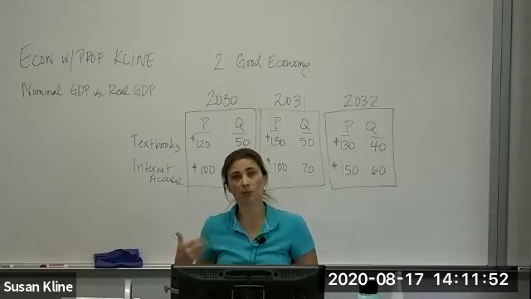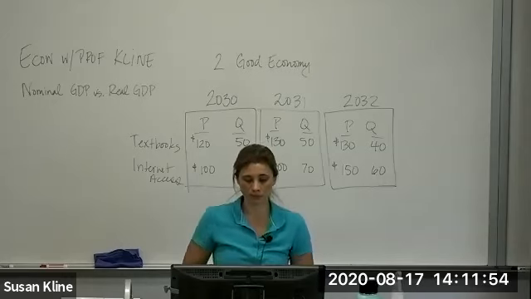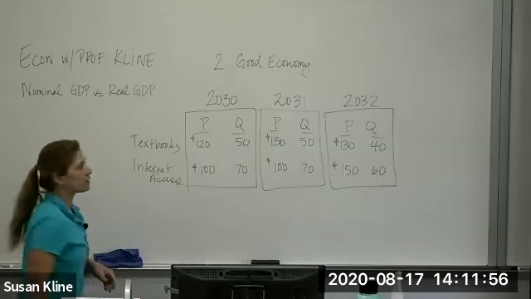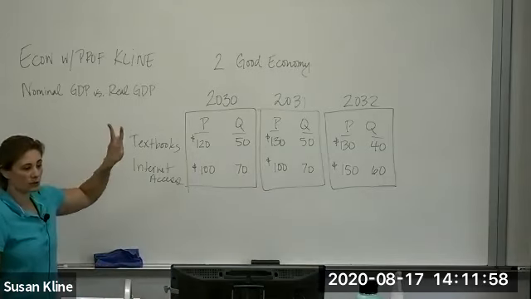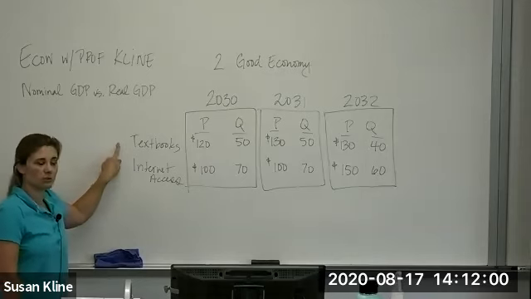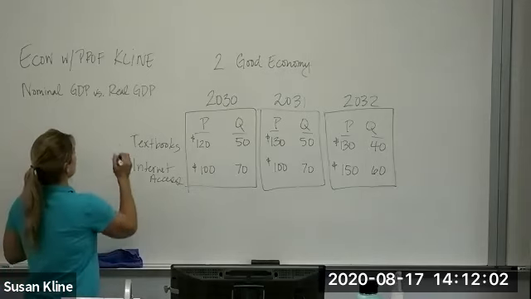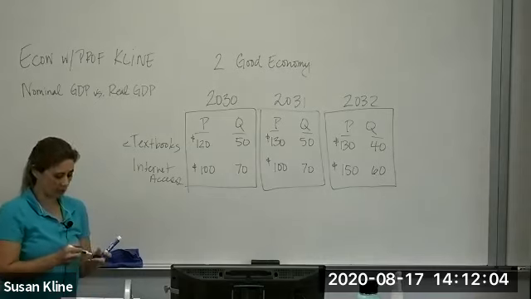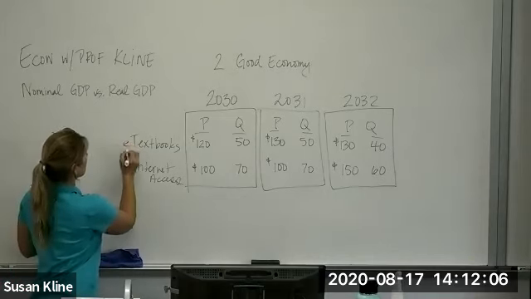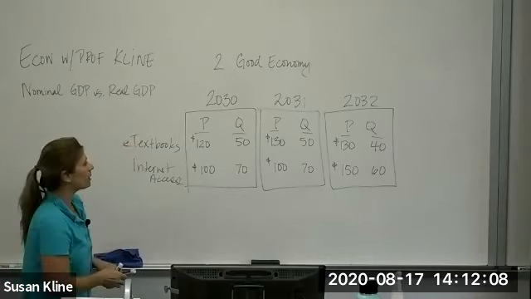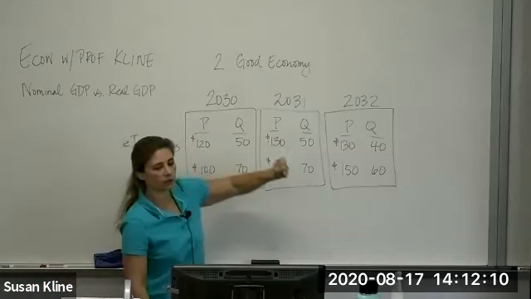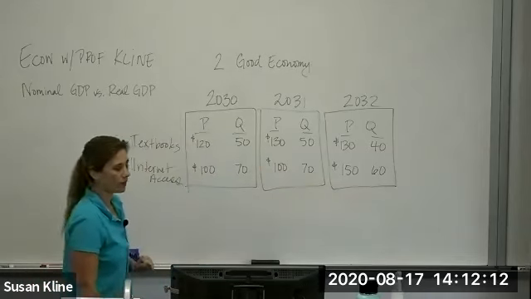And for this example, we're doing GDP, gross domestic product. In our perfect economy, we have two goods. We have textbooks, which of course are e-textbooks now, and internet access so that we can read those e-textbooks. And here we are in the years 2030, 2031, and 2032.